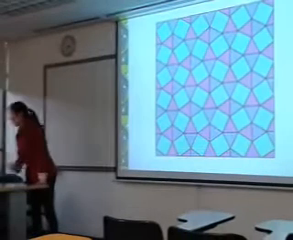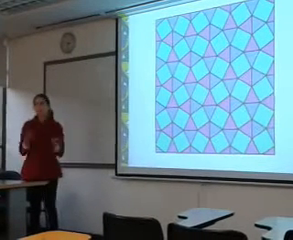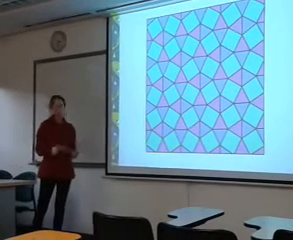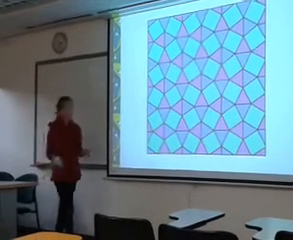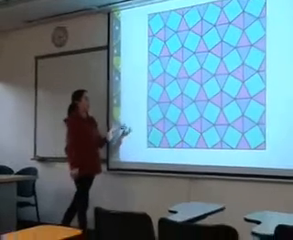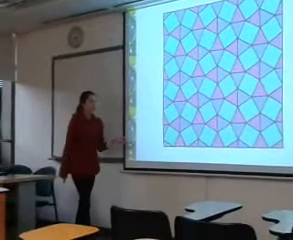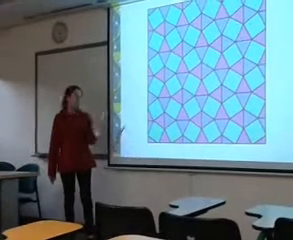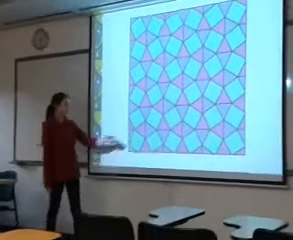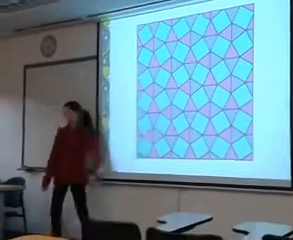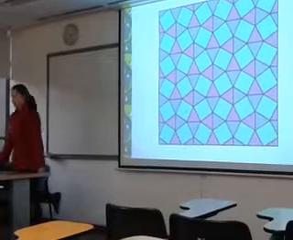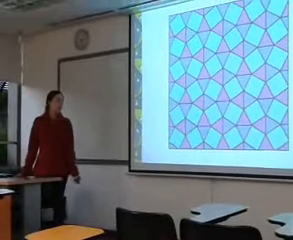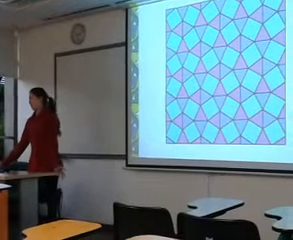So, Archimedes also said that we can cover the plane with two or more geometric figures. And these are called semi-regular tessellations, because we use two or more geometric figures. Here we have squares and triangles. But is there any rule for making these tessellations?